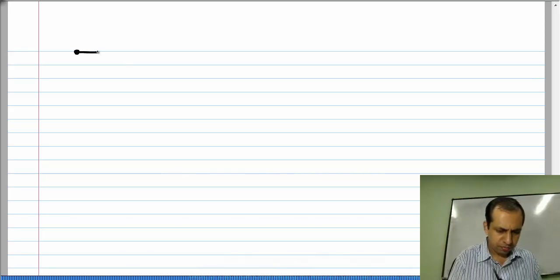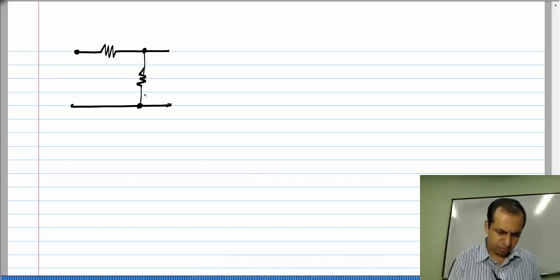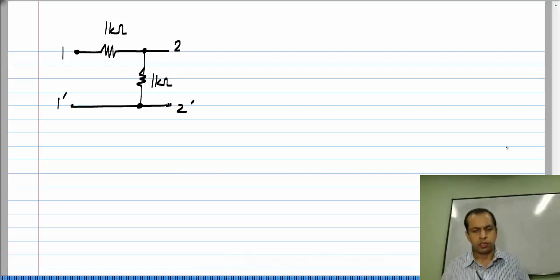Now, I will take an example circuit and calculate its Z parameters. I will take the same circuit that I took for the Y parameter example, so that you can relate different parameter sets for the same circuit. So, this is the circuit I took, and I have two cases for measurement.